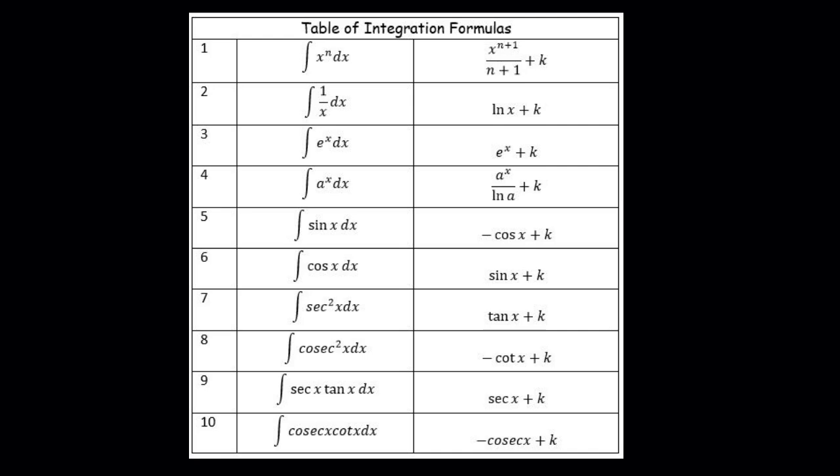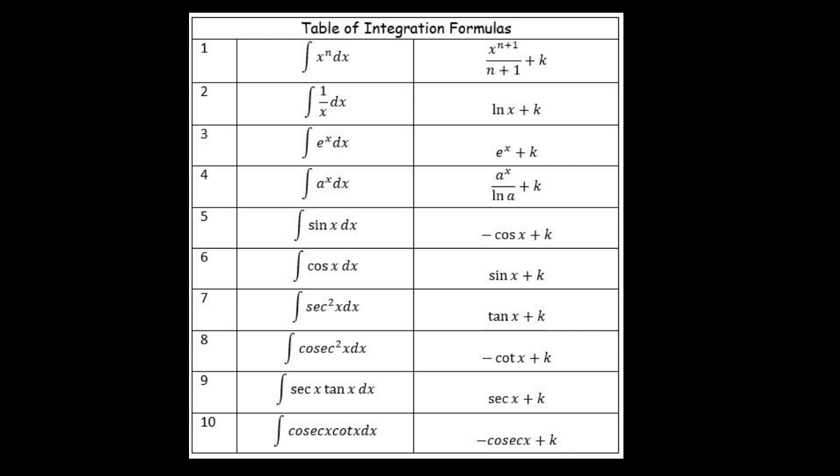Now the next number is number 3. It says that the integral of e raised to power s. Now when we differentiate e raised to power s, we get e raised to power s. So when we are integrating e raised to power s, it is definitely going to give us e raised to power s. So the integral of e raised to power s ds is equal to e raised to power s plus k.